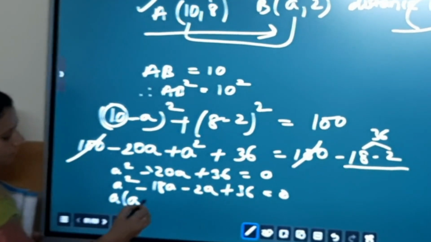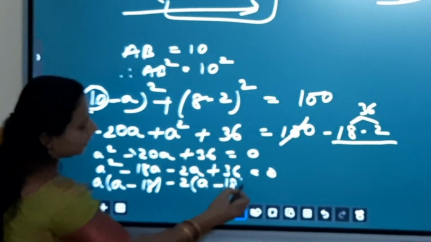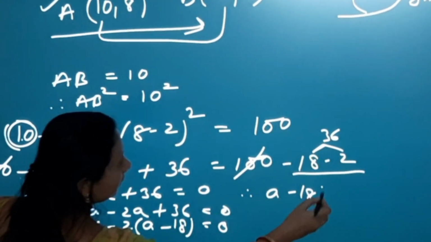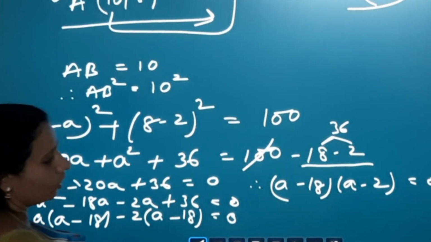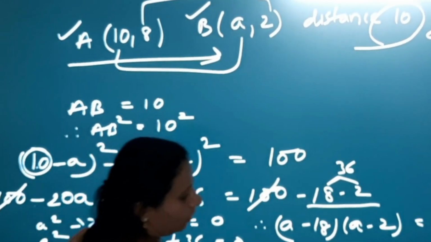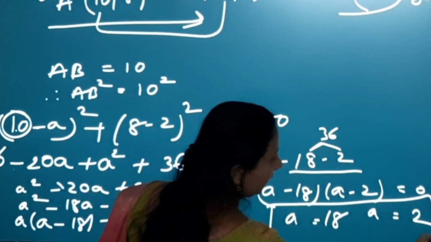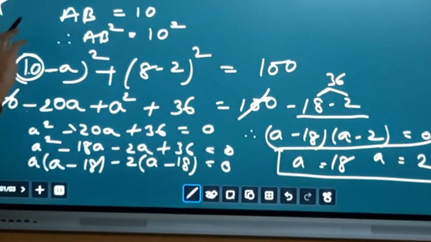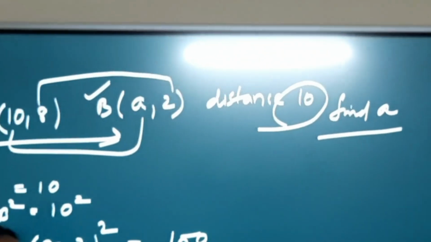Now a can be taken common, so it's a minus 18, minus 2 times (a minus 18). Therefore, a minus 18 and a minus 2 is equal to 0. We got the two values for a. If we shift 18 to that side, it will be plus 18, or plus 2. Thus the final answer is a is 18 or 2. This is the second variety of question which we can solve. Here in this case, the distance will be given and we need to find the value of the unknown number.